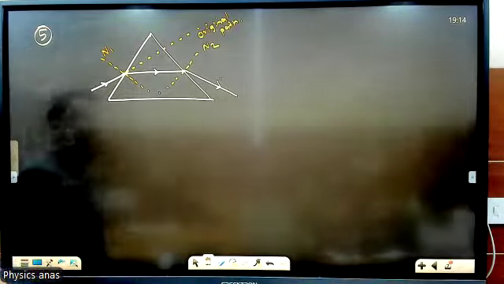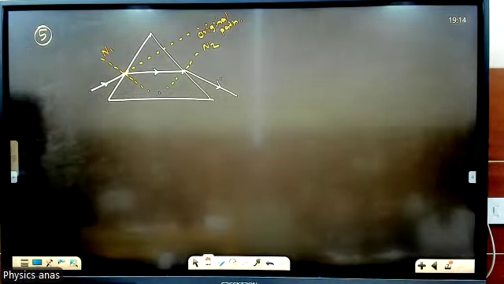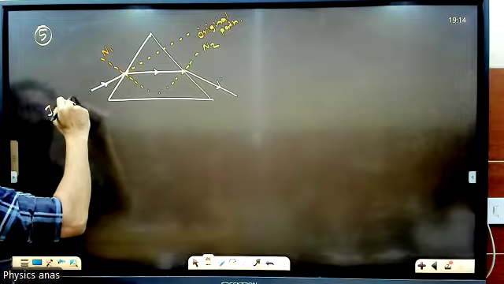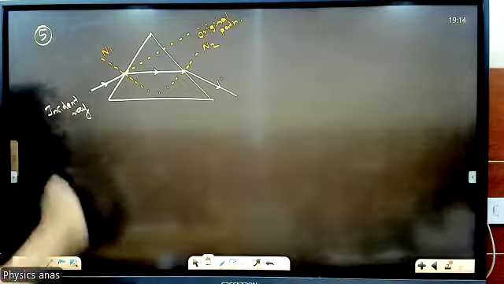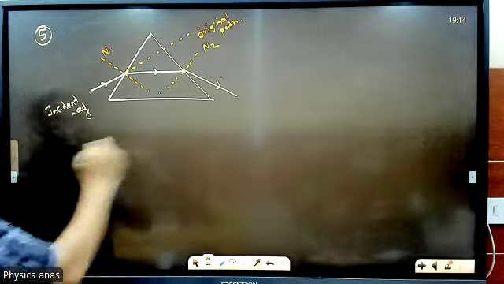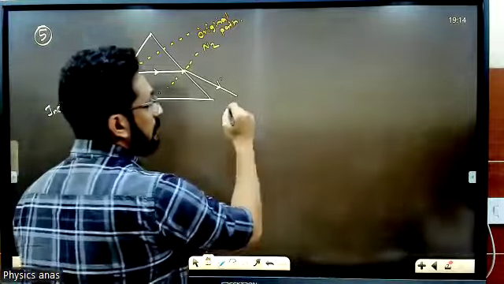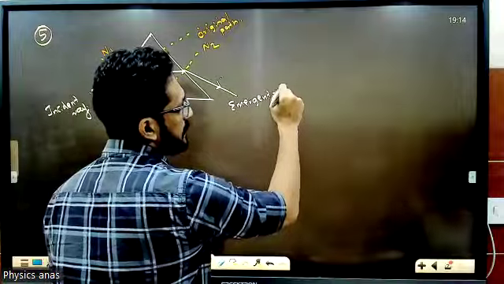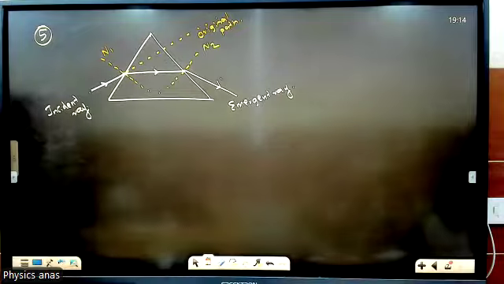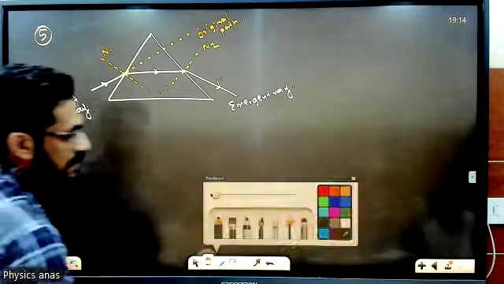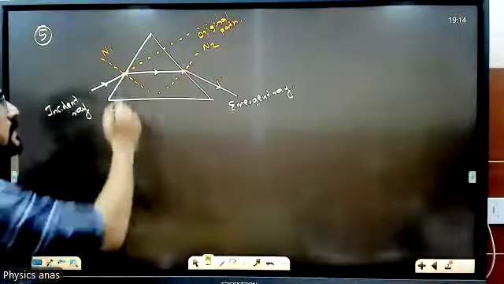Now my question is, what is this light ray called? This light ray is called the incident ray. Incident ray. Are you writing it? What is this? Emergent ray. This is the emergent ray. These are normals. This is normal. And what is this angle?